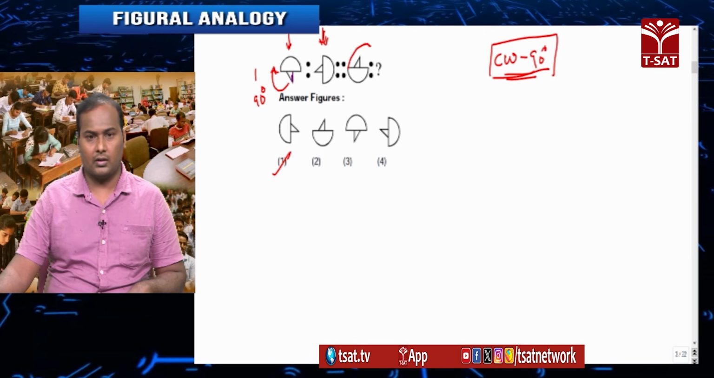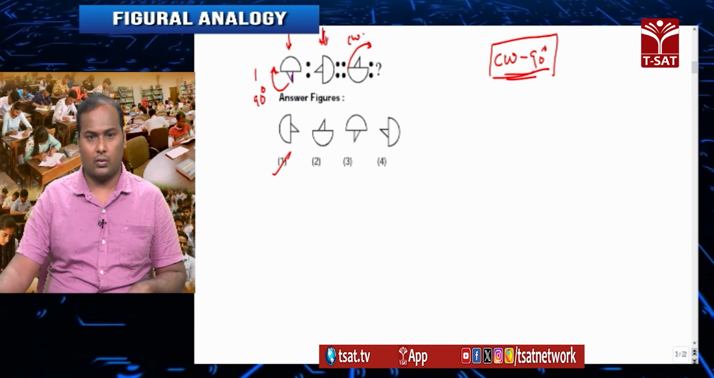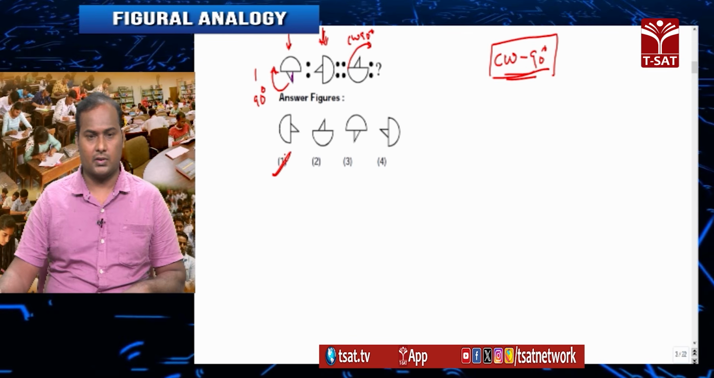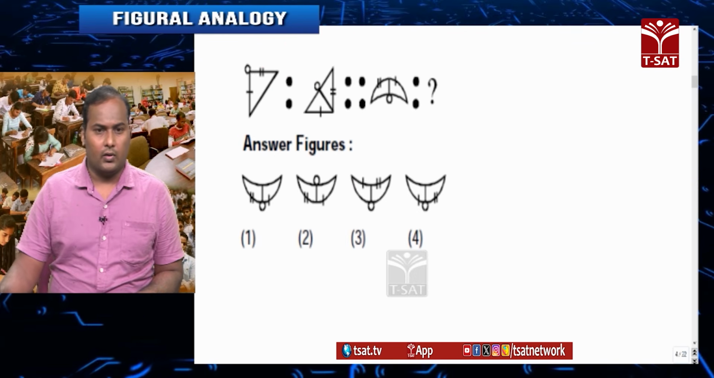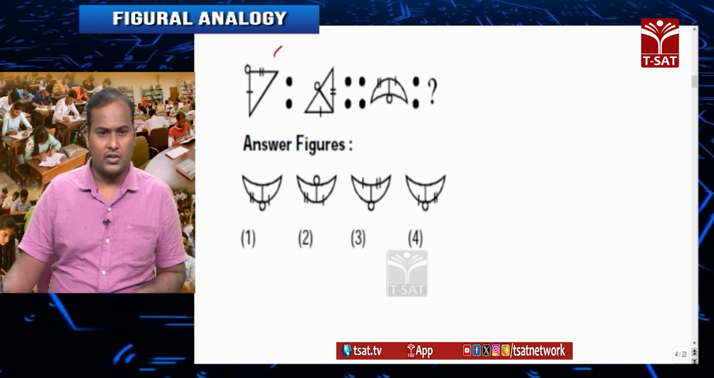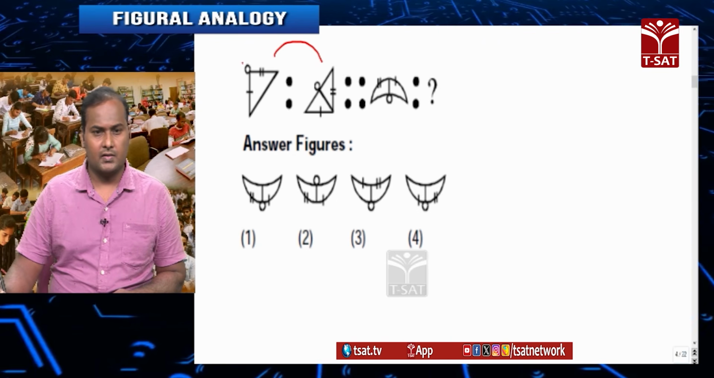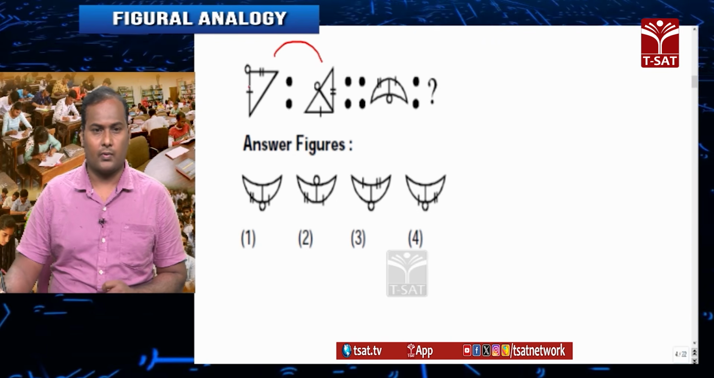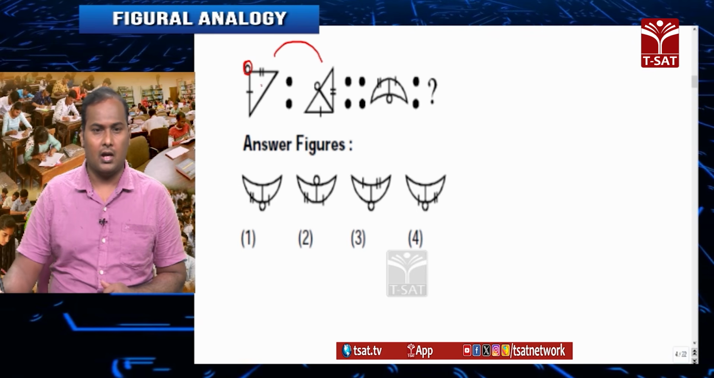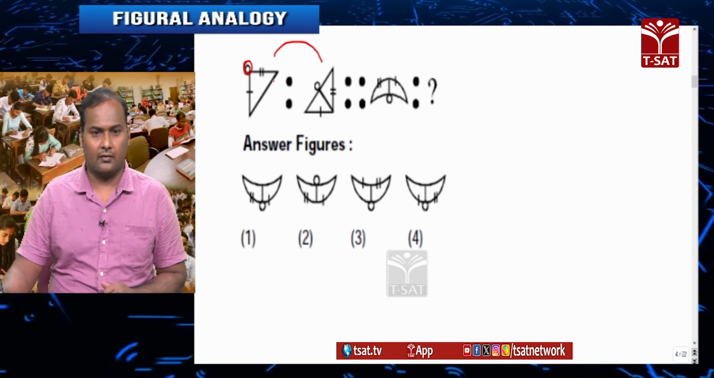So you just rotate it clockwise 90 degrees, the same thing, then you will get the answer as option 1. If you look at this figure, you need to establish the relationship between these two figures. In this case, you need to observe two things. One is the change in the position of the circle. The other one is the change in the entire figure.